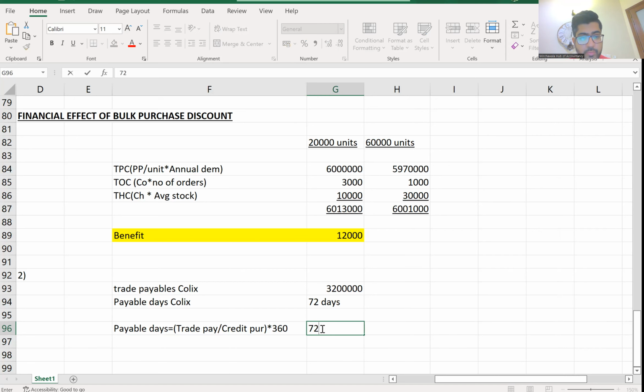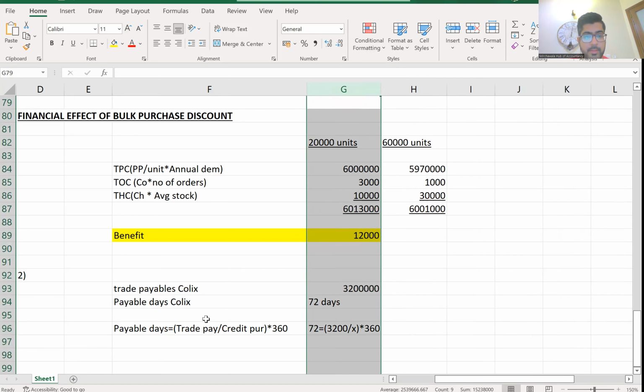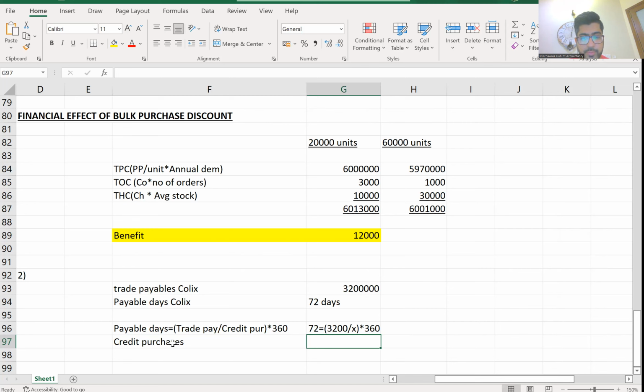Like payable days are 72 equals trade payables are 3,200,000 divided by X credit purchases into 360. So you can easily rearrange this formula to get the figure of X credit purchases. So 360 goes there, divide by 0.2, that's 16 million. Okay.